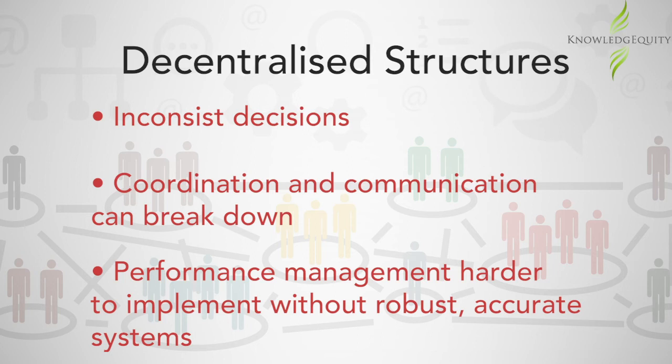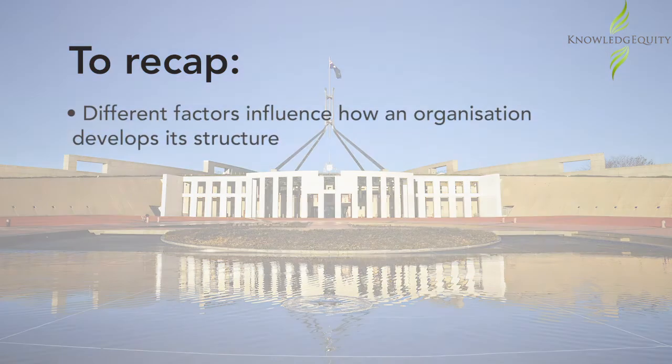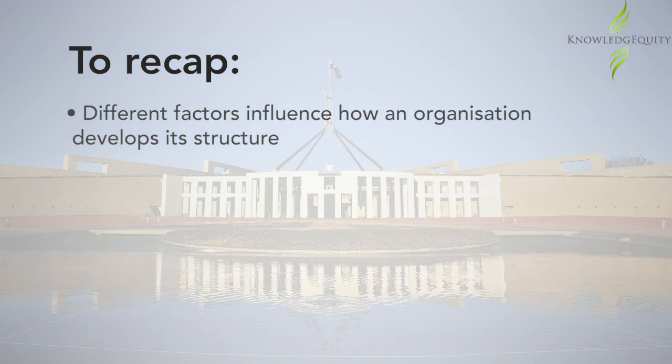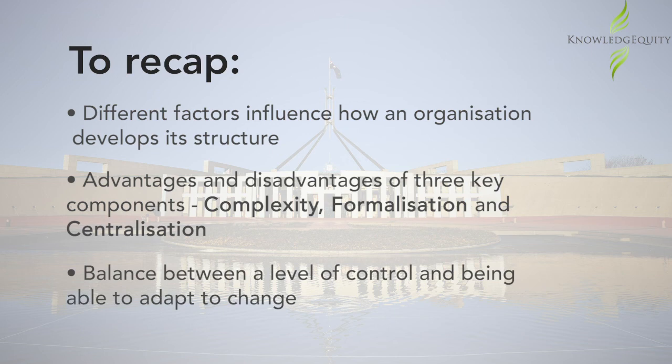To recap, using government as an example, we have learned that different factors such as the strategy, the environment, people, and size can influence how an organisation develops its structure. The three key components the organisation needs to consider are complexity, formalisation, and centralisation. Each has advantages and disadvantages, and the organisation needs to look for a balance between a level of control and being able to adapt to changing needs and situations.